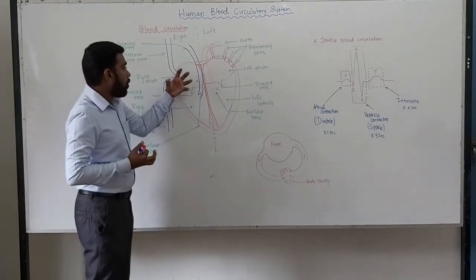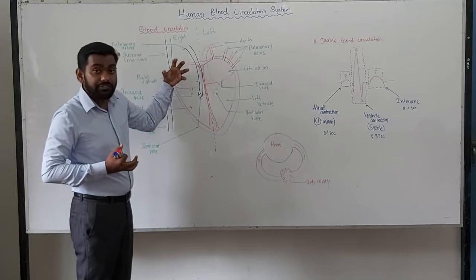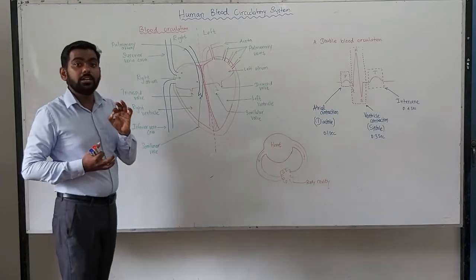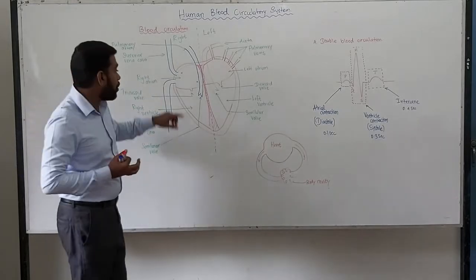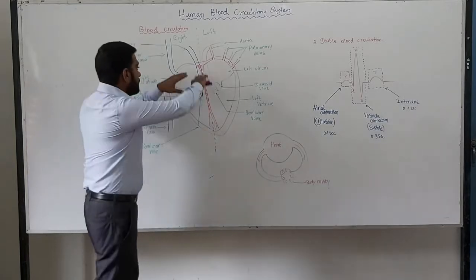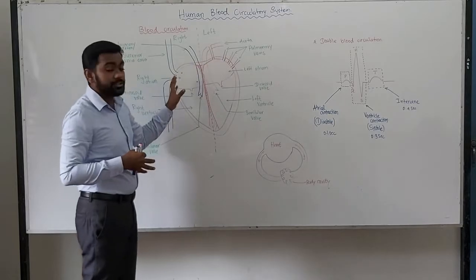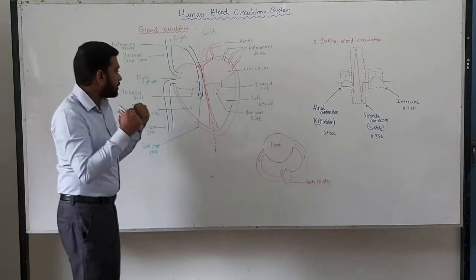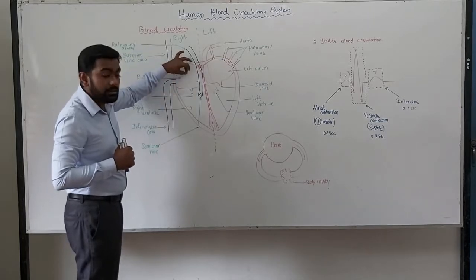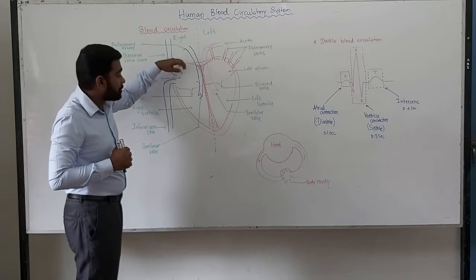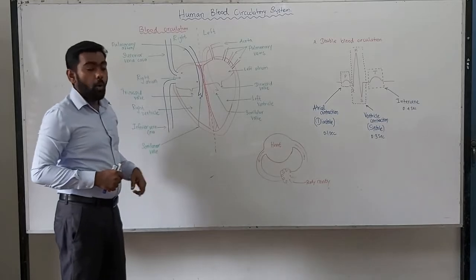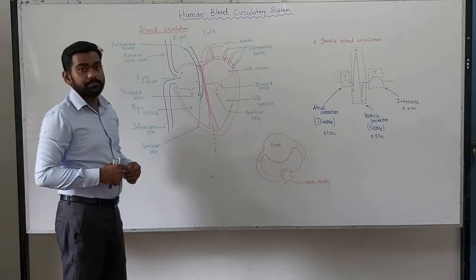And once the atrium is filled, there is a small place we call the SA node. The SA node produces an electric signal and it spreads all over the cardiac tissue of the atrium, and it causes a sudden contraction of the atrium, and it pumps the blood filled into the right atrium into the right ventricle, while the tricuspid valve is open and the blood flows through this.